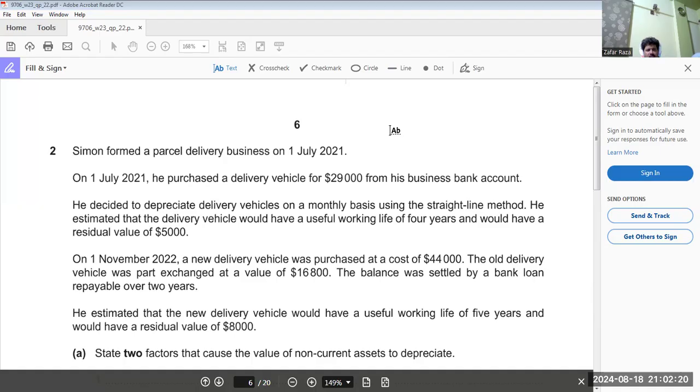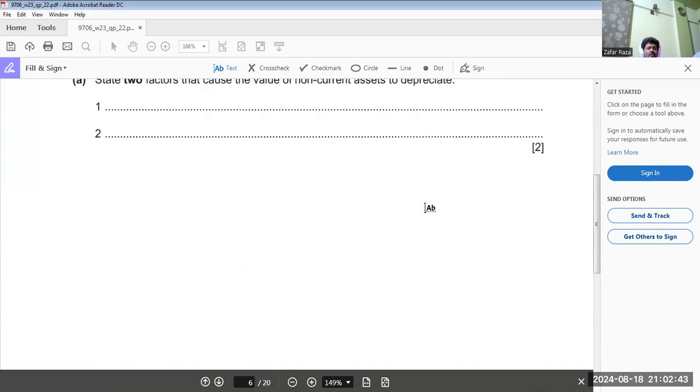On 1st November 2022, a new delivery vehicle was purchased at a cost of 44,000. The old delivery vehicle was part exchanged at a value of 16,800. The balance was settled by a bank loan, repayable over 2 years. We estimated the new delivery vehicle would have a useful working life of 5 years and a residual value of 8,000. Estimate two factors that cause the value of non-current assets to depreciate.